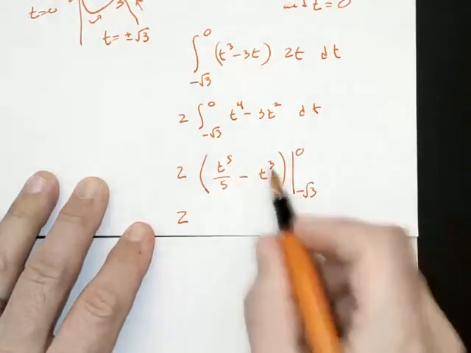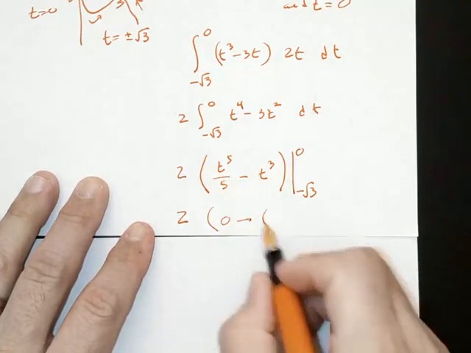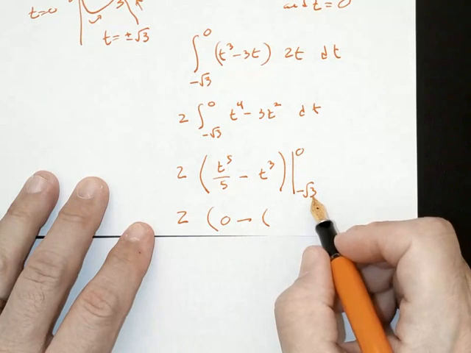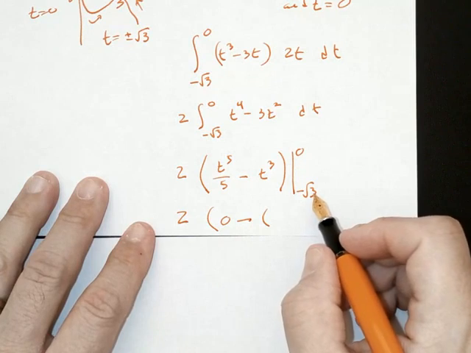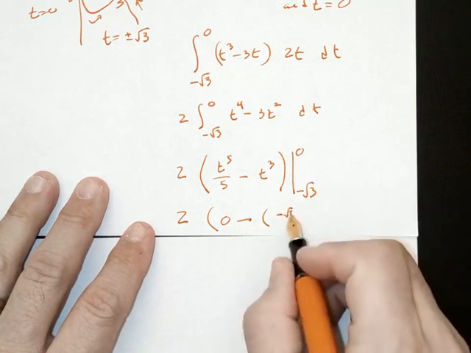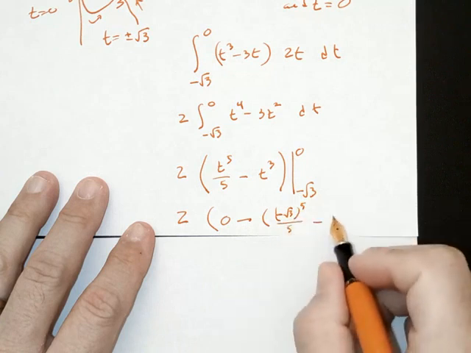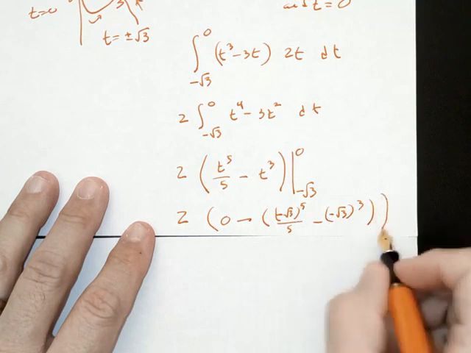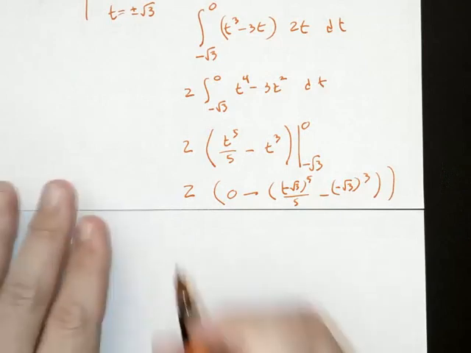Okay, I put in 0, I get 0. Minus. I've got to cube this thing, I've got to fifth power this thing, I'm going to get stuff that sucks. Negative root 3 to the 5th over 5 minus negative root 3 cubed.